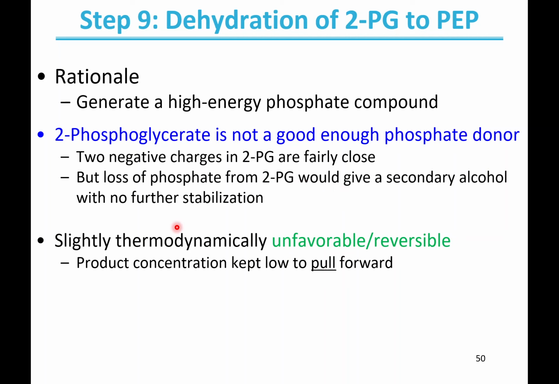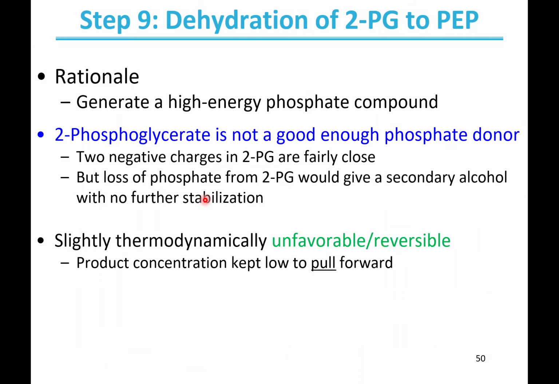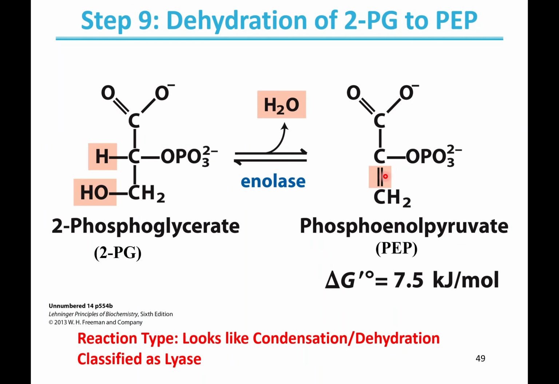Right, so here you have a negative charge, just go back to the picture of the molecule. You have a negative charge here and a negative charge on the phosphate. So they're pretty close together, those negative charges. But if you lose this phosphate group, you would just be left with an alcohol here and here, which wouldn't give you any further stabilization. And so that's why you create the phosphoenol pyruvate here. And we'll explain how this leads to stabilization in a second.